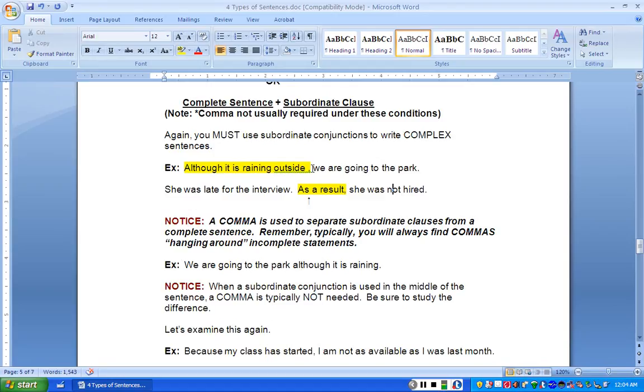We're going to the park. She was late for the interview. As a result, she was not hired. Okay? But I want you to see the common touch here, the common connection between what's going on in this sentence and what's going on here. Let's look at another example.